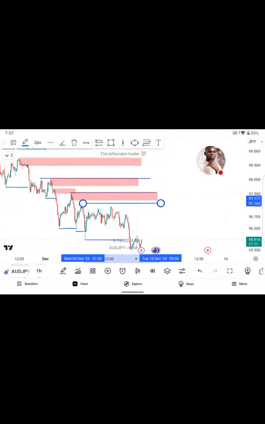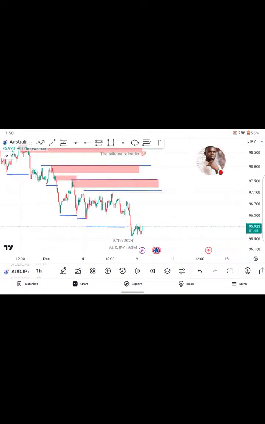So now, what we can have is that this high, I'm very sure, price will take out this high. I'm very sure of that. Price will take out this high. Then after taking out that high, I expect it to react to this POI. After the reaction, then we can have the sell.